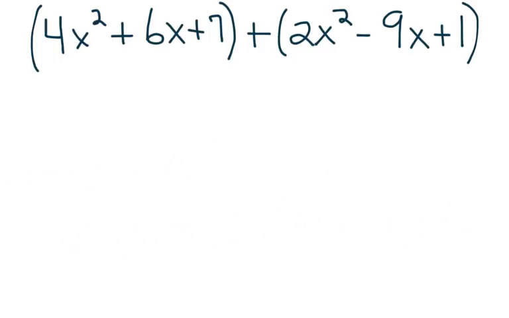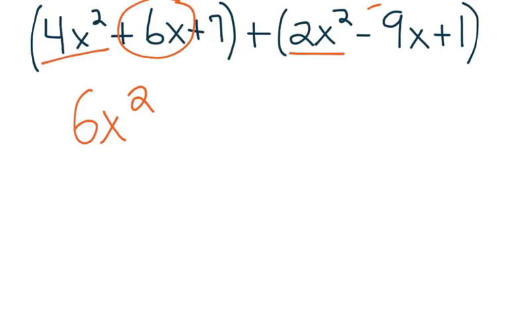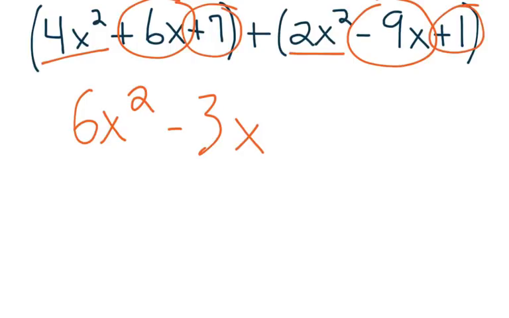Let's keep going. All right, guys, the last piece that we're going to do is we're going to add and subtract polynomials. This is exactly the same as adding and subtracting like terms. So I'm going to identify my like terms and I'm going to combine them. 4x squared and 2x squared together become 6x squared. 6x minus 9x becomes negative 3x. And lastly, 7 plus 1 obviously gives me 8.